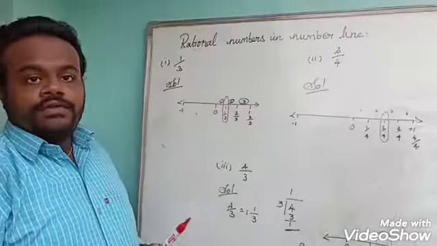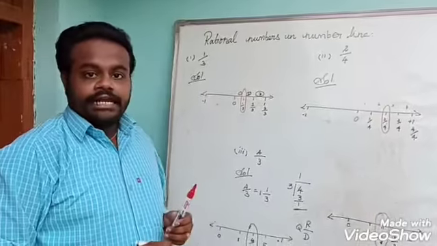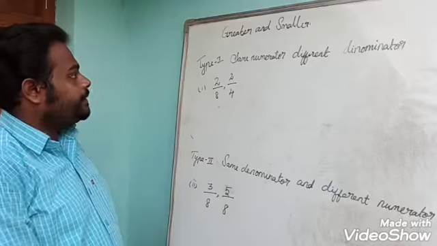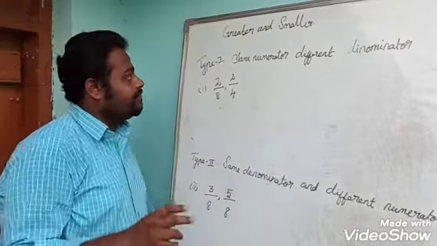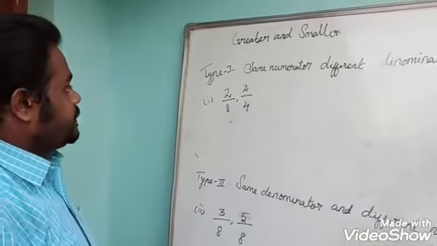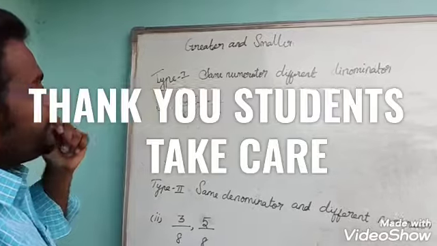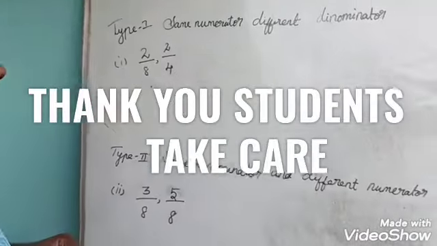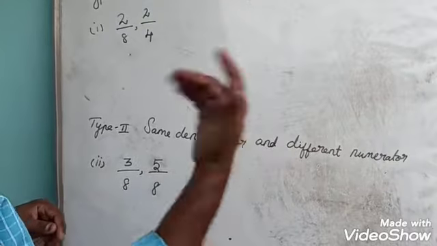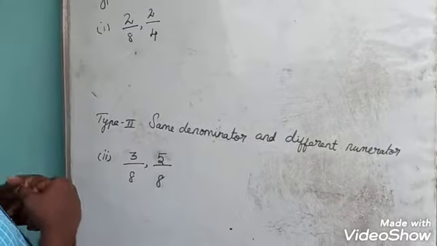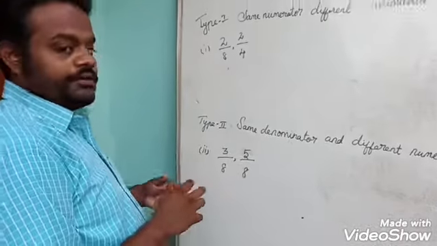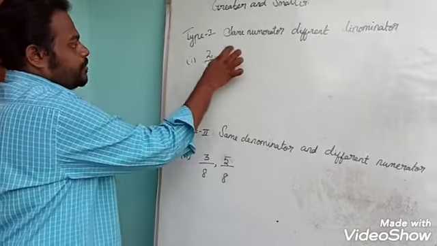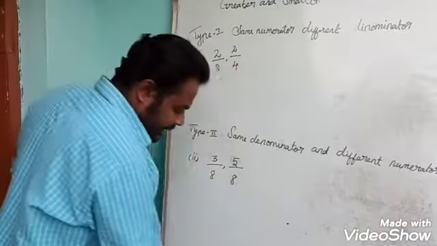So next question, we have to see how to find out greater and smaller number in rational numbers. To find the greater and smaller rational number, there are 3 types. Type 1, same numerator with a different denominator, and then type 2, same denominator and different numerator, and third type, all are different numerator and different denominator. So first you have to see same numerator with a different denominator.